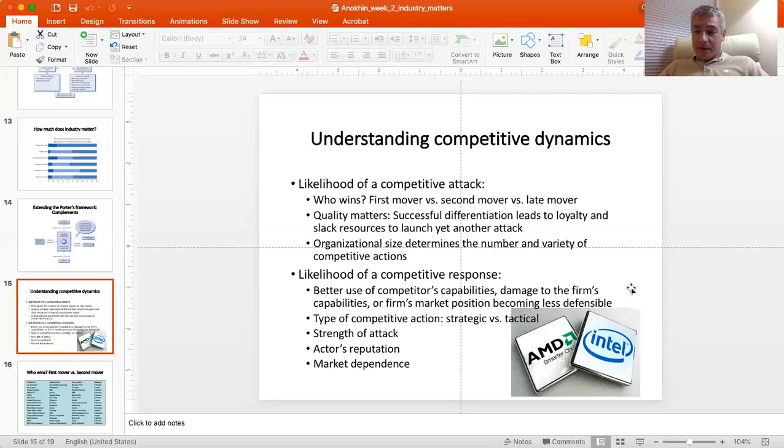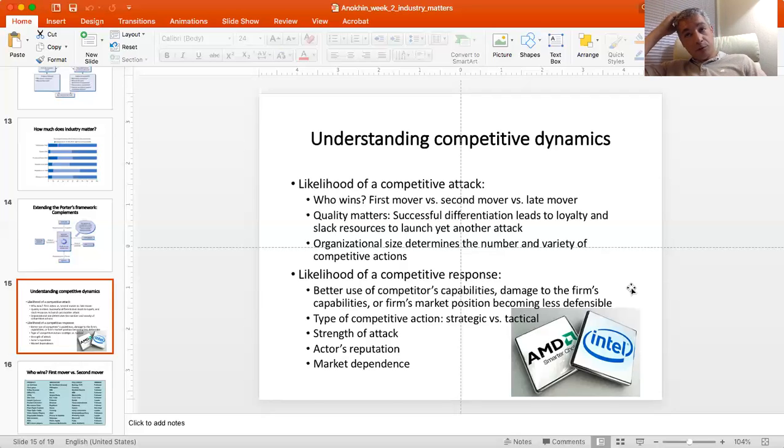So this is something that we call multi-market competition, where you can attack your competitor in a different market, trying to elicit a response where you need a response. So if the strength of the attack against you is really critical, like AMD's attack was against Intel, then you're definitely going to expect a response.